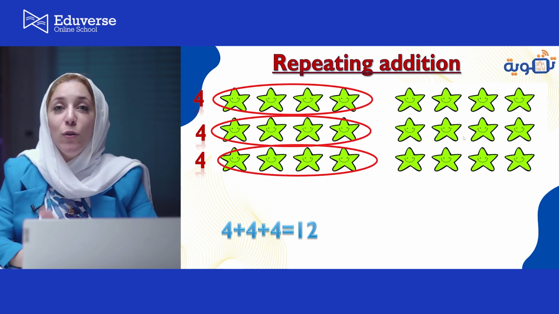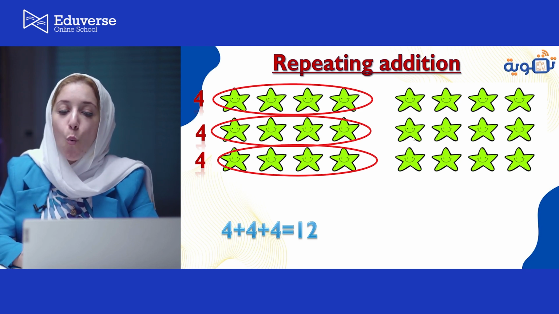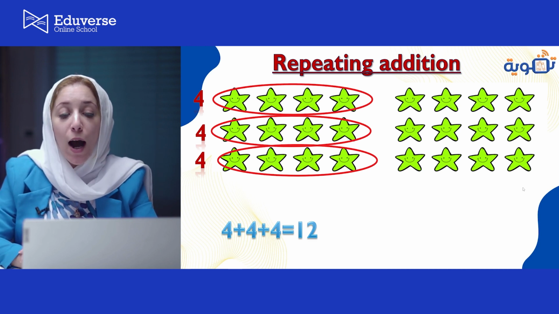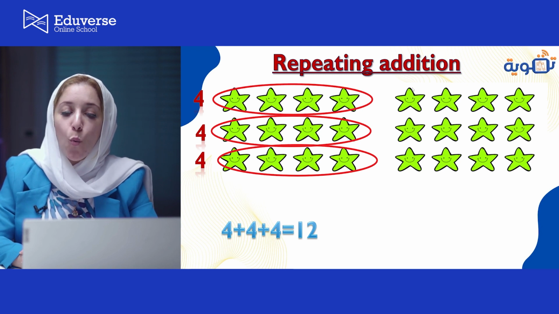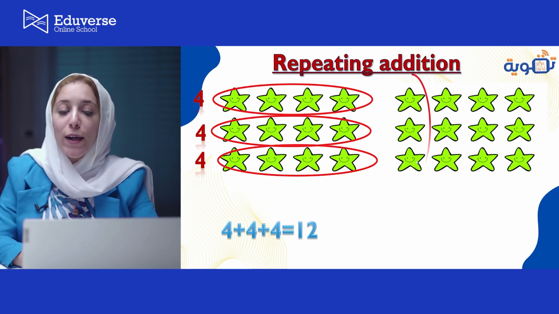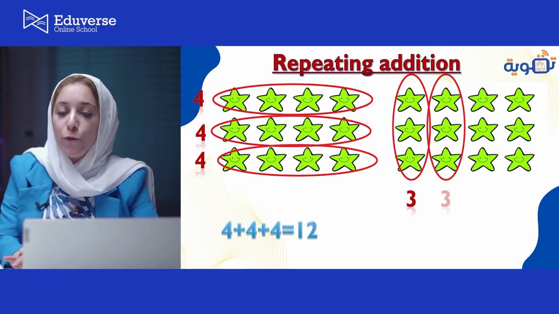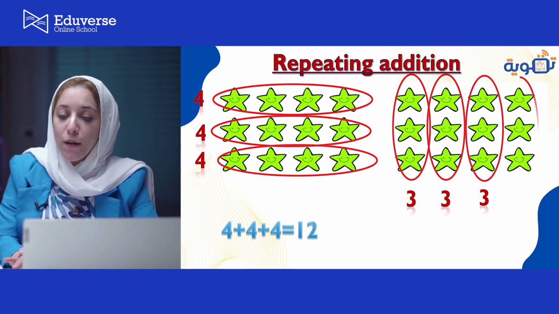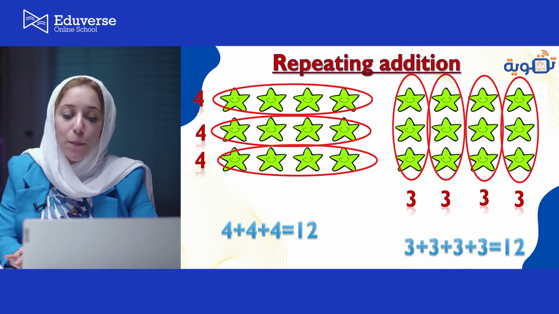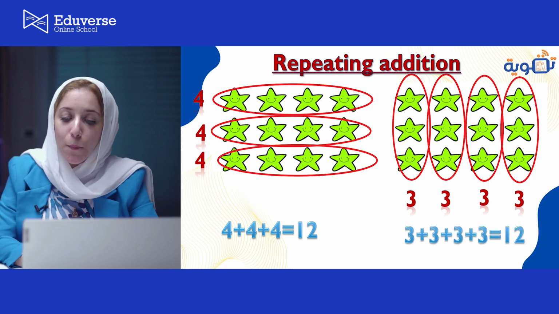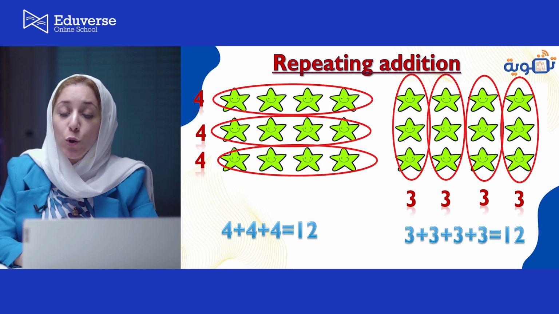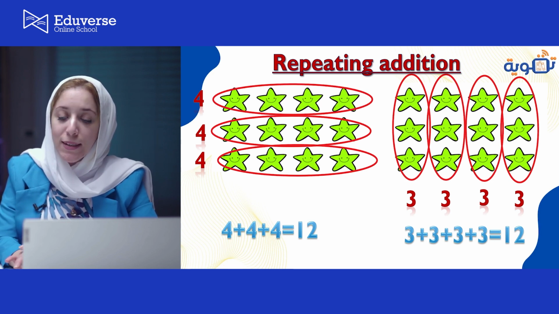The same array, but in this case, we will add the columns. Can you tell me how many columns in this array? Let's count. 1, 2, 3, 4. So we have 4 columns. How many stars in each column? 1, 2, 3. So we have 3 stars in each column. Let's write the repeated addition for this array. It will be 3 plus 3 plus 3 plus 3 equals 12 also. It gives us the same answer.